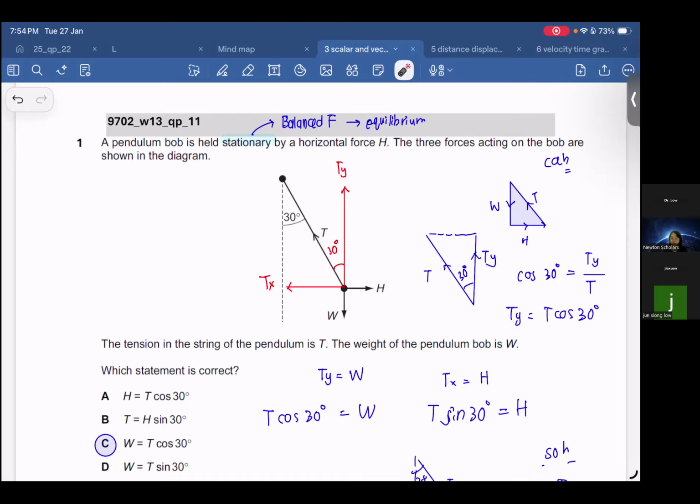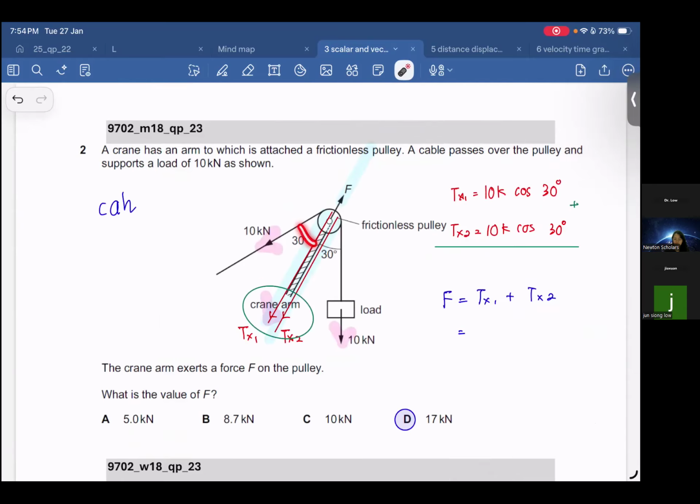So you just need to remember, now with the force, we resolve it into X or Y component. If the angle is between them, we're using cos. If there's no angle between them, we're using sine. So this one is the same. The angle between the resolution of forces, then this one is our tension. So there is an angle between them, we're using cos. 10 cos 30 degree.